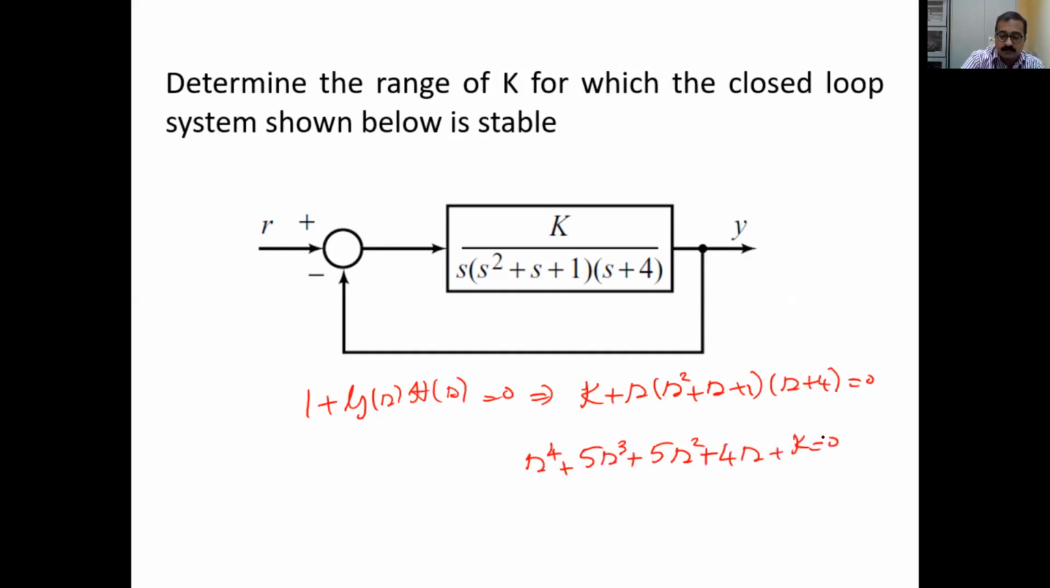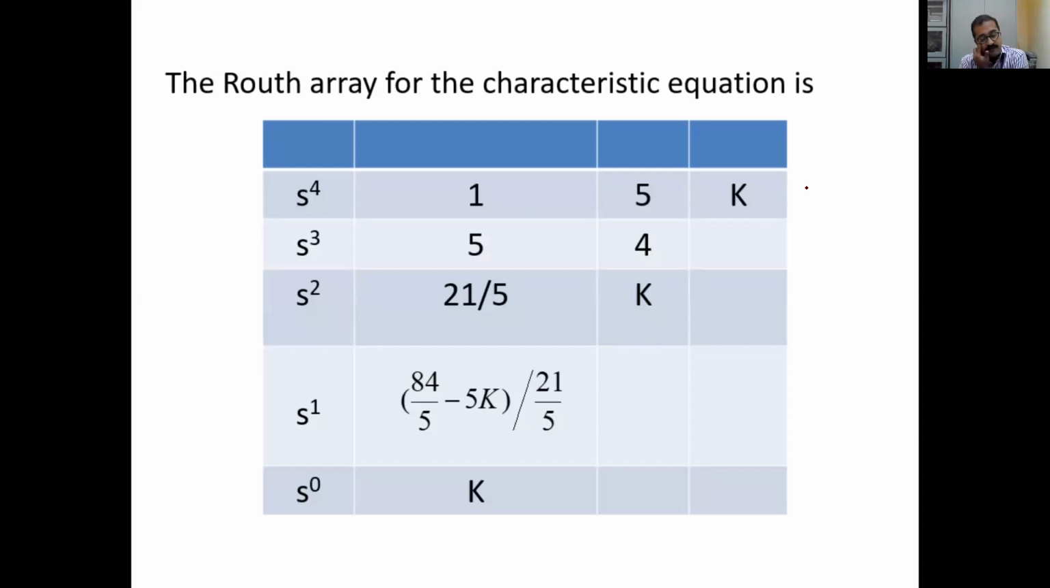So you have to create a Routh table, right? So you will get 1, 5, K and 5, 4. How will you calculate this element? This is nothing but 5 into 5 minus 1 into 4 whole divided by 5, that is 21 by 5. What will be the next element? 5 into K minus 1 into 0, divided by 5, that is K. So you can continue the table in this way.